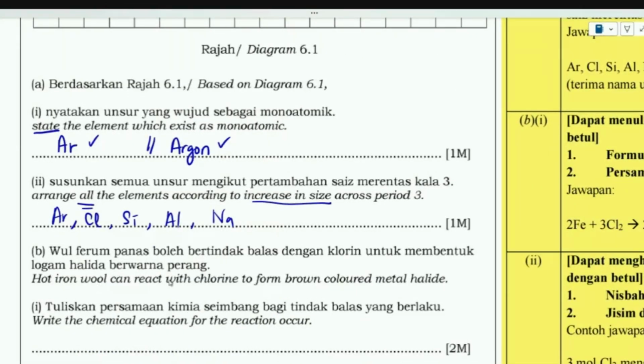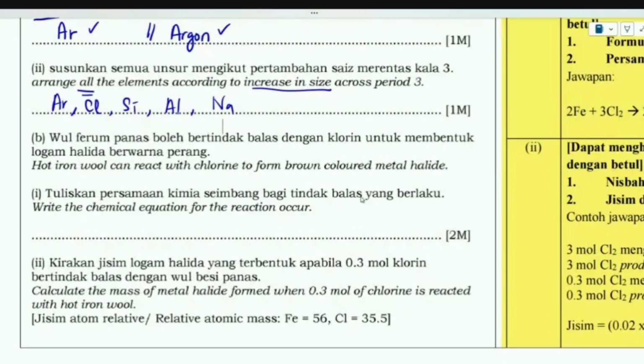Iron reacts with chlorine to form brown colored halides. Equation, class. Iron is Fe, right? React with chlorine, Cl2. Metal halides, so it forms what, class? Iron(III) chloride. I hope you already memorized. Iron 3, don't ask why it is 3. It's confirmed it's 3. It's metal 3 halides. Iron(III) bromide also the same. Then balance, then calculate.